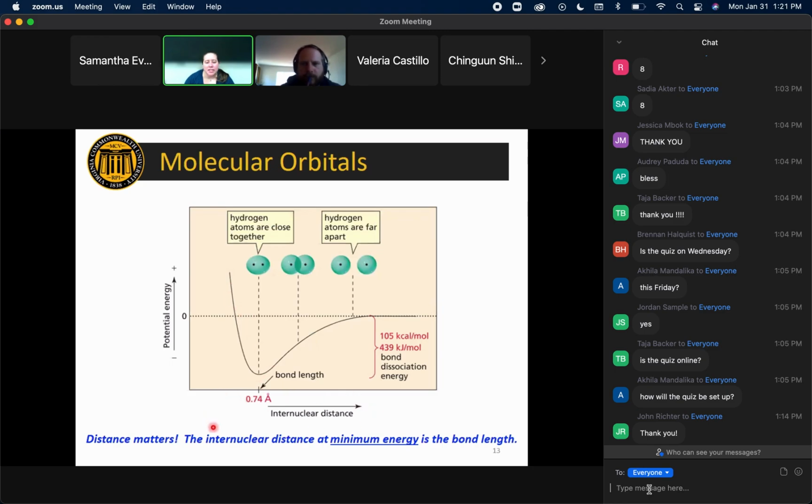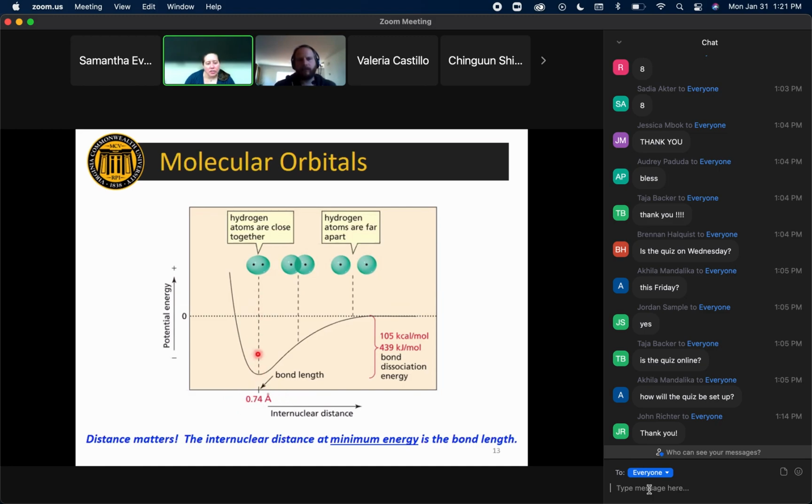So I should have said this in the beginning, but this x-axis here is the distance between the two nuclei. Hopefully you figured that out by what I was saying and the word on the graph. So this distance that the nuclei are apart from each other gives you the bond length. In the case of molecular hydrogen, H2, the preferred bond length is 0.74 angstrom.